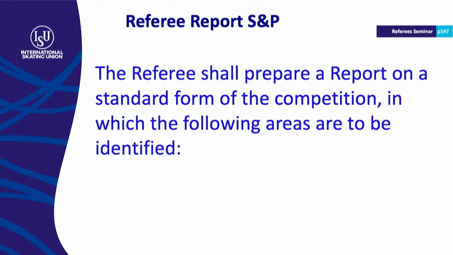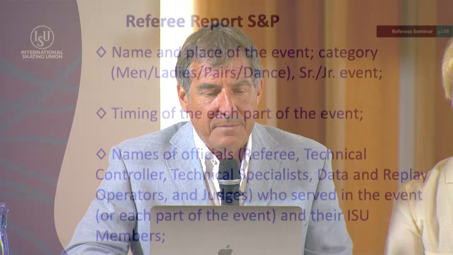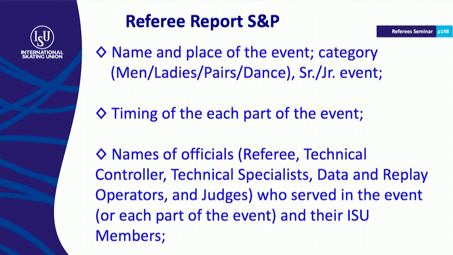The referee shall prepare a report on the standard form of the competition, and there are things that you have to write on the report, and the report must be totally filled in this part. So it must have the name and the place of the event, the category, whether men, ladies, pair or dance, senior, junior, or novice. Or synchro. Or synchro, yes. And the timing of each part of the event.